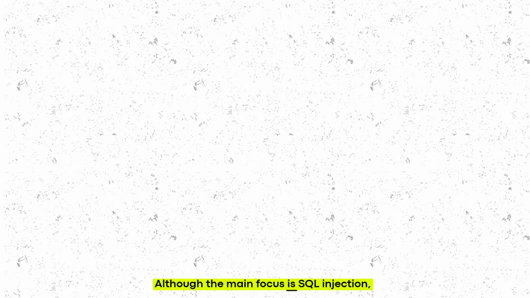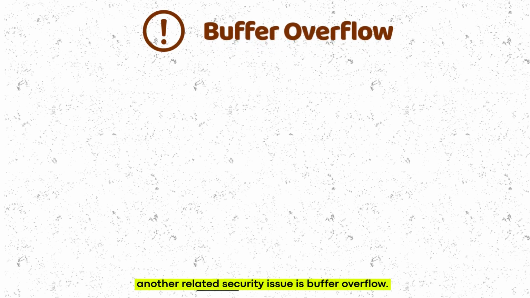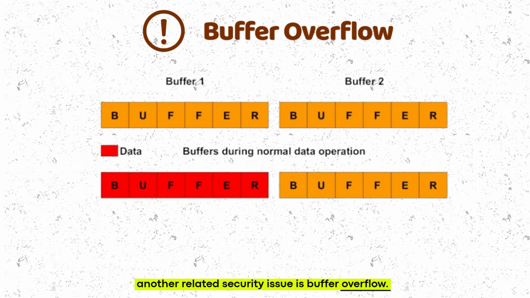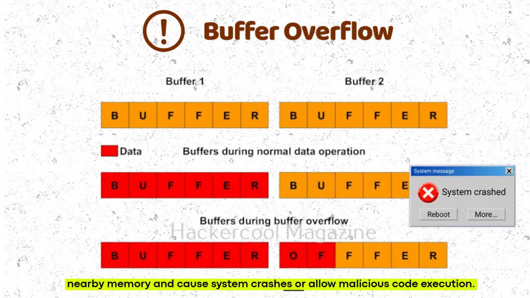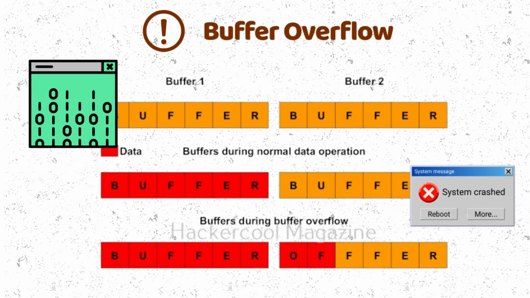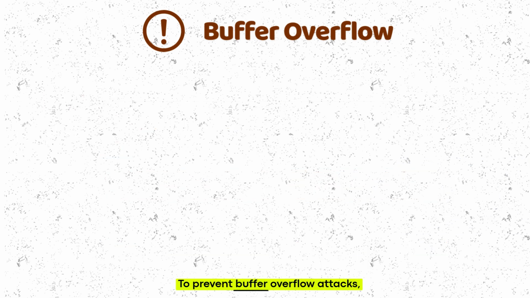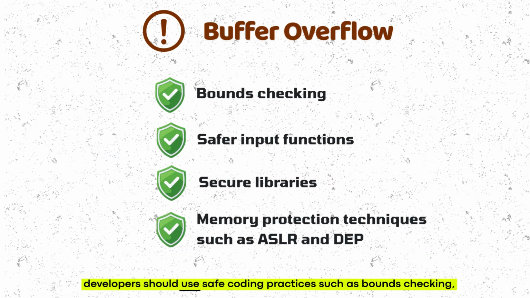Although the main focus is SQL injection, another related security issue is buffer overflow. A buffer overflow occurs when a program writes more data into a memory buffer than it can handle, which may overwrite nearby memory and cause system crashes or allow malicious code execution. To prevent buffer overflow attacks, developers should use safe coding practices such as bounds checking, safer input functions, secure libraries, and memory protection techniques like ASLR and DEP.